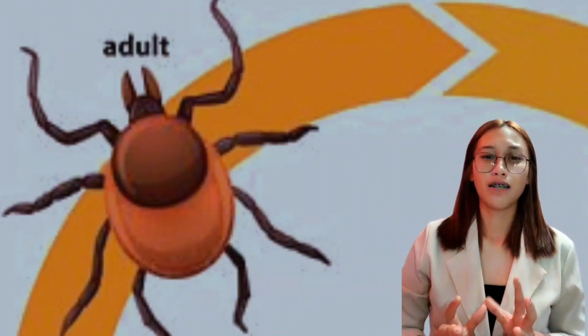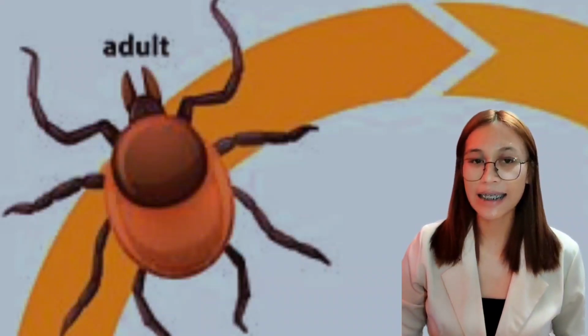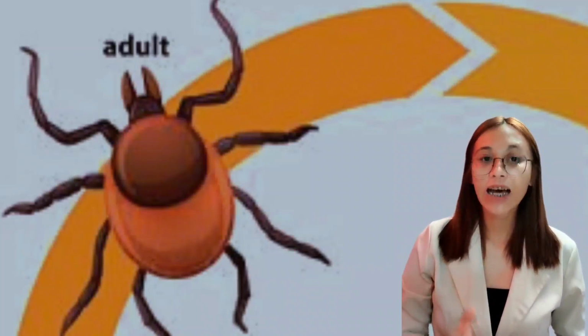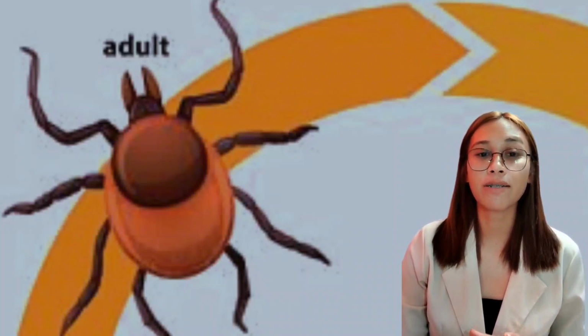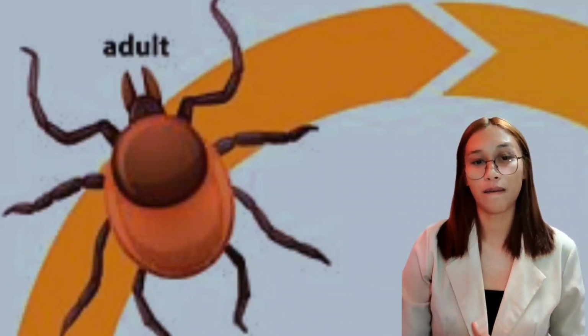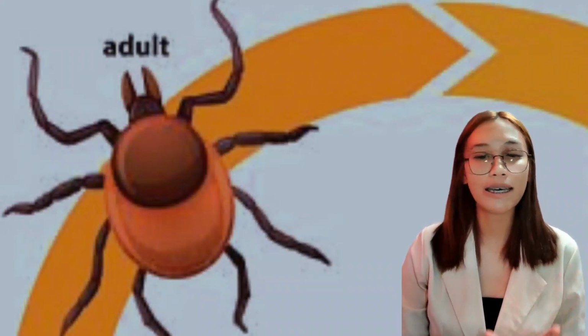The last stage is the adult. Adult ticks have 8 legs and are the largest stage of the life cycle. Male and female adults usually feed on larger mammals, with females requiring a blood meal for egg development. After mating, females lay eggs and the cycle begins again.